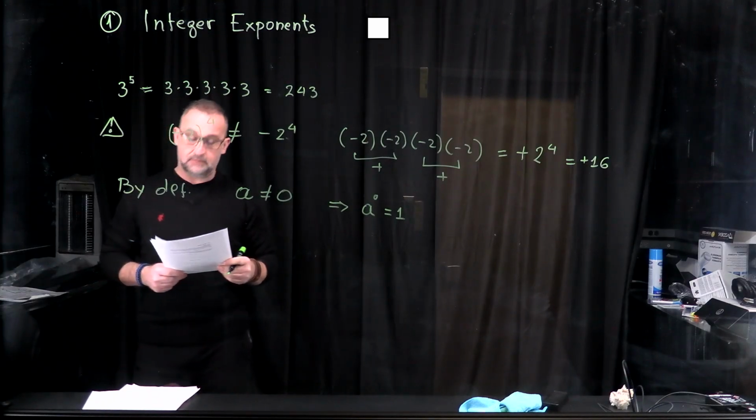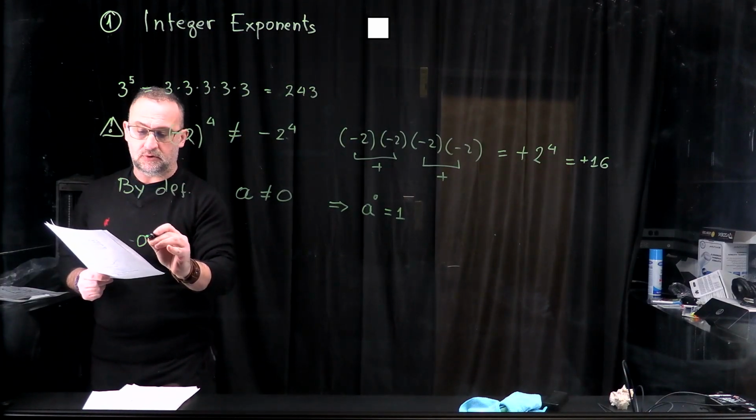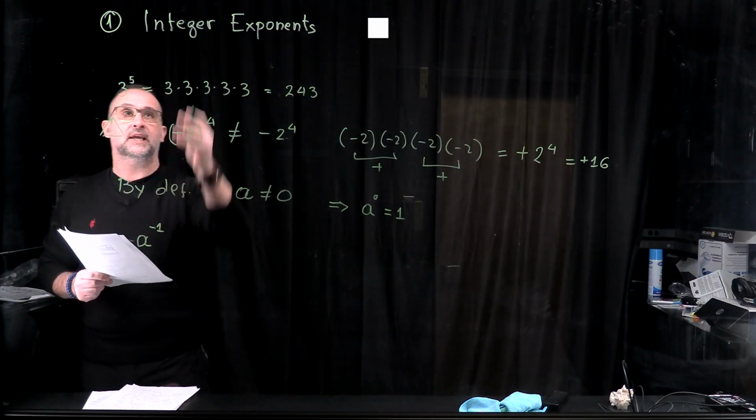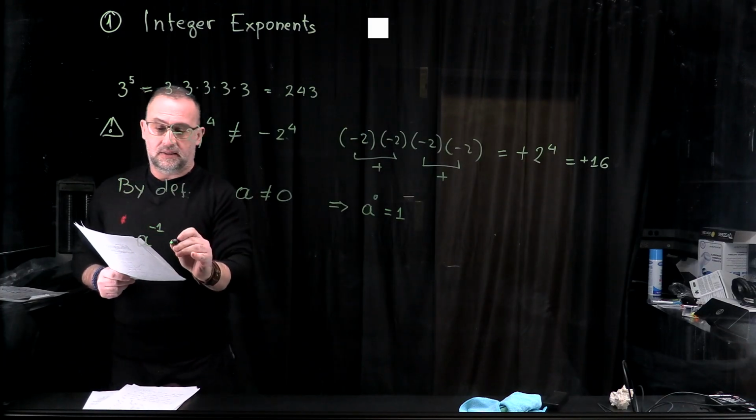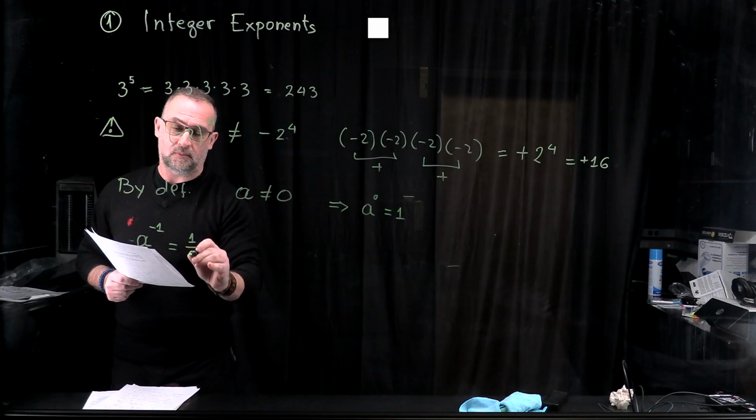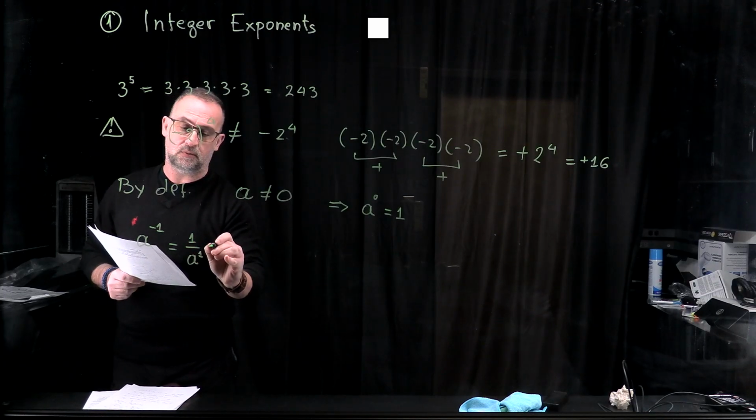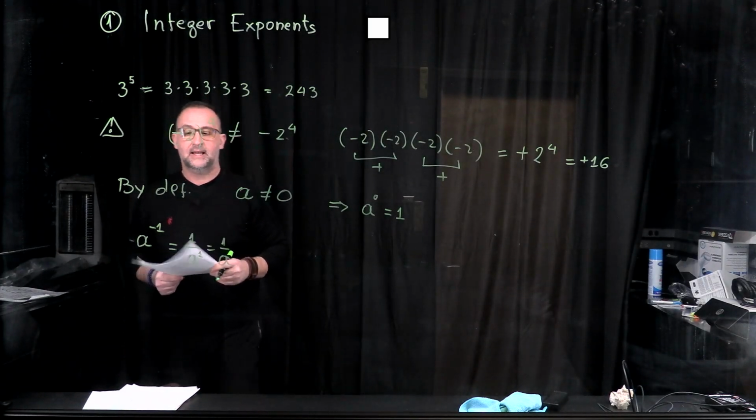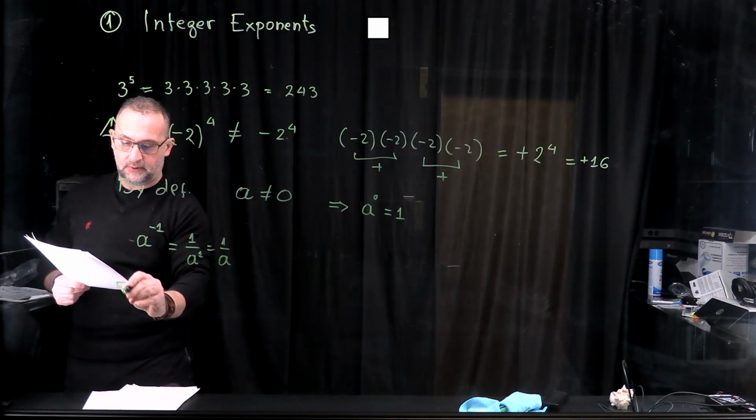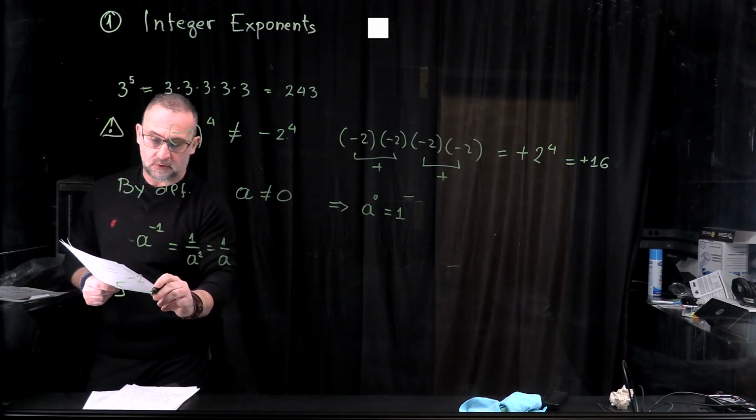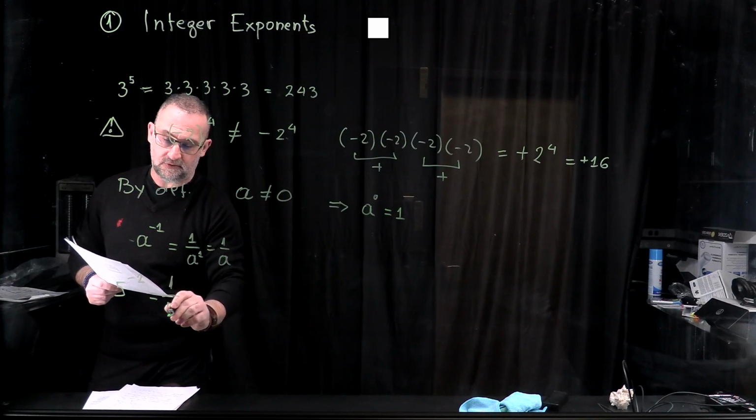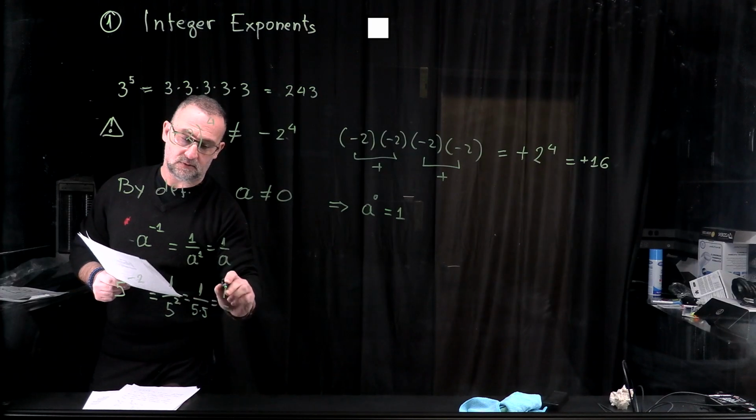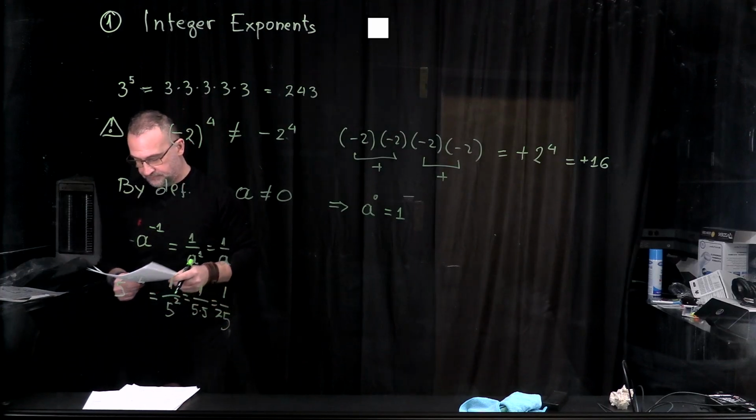By the same token, if you have a non-zero number a that is raised to the power of -1, a negative integer, then this is going to be 1 over a raised to the power of 1, which is of course simply 1 over a. And if you have 5 raised to the power of -2, that will yield naturally 1 over 5 raised to the power of 2, and this is 1 over 5 times 5, and this is 1 over 25.